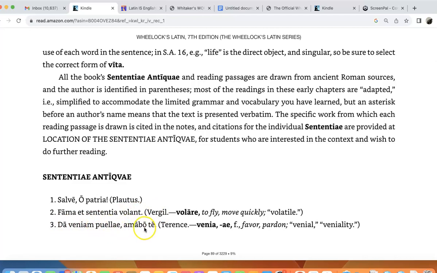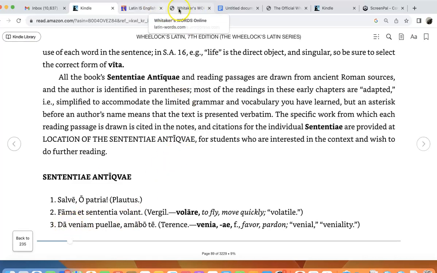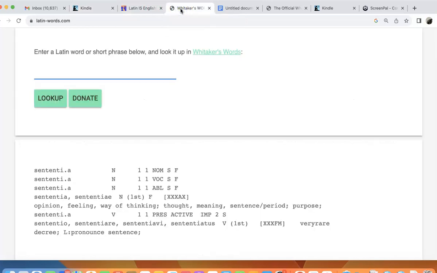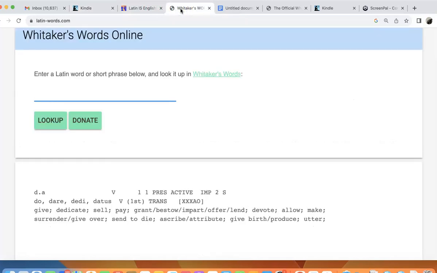Da veniam puellae amabo te. So here they help us out. So remember, amabo te means literally I will love you, but it means please. So anytime you see amabo te, just say please. We saw that in the last chapter. And then da is actually in the imperative. Now you had the imperative in the last chapter, but I can't remember if you had this verb or not. But present, active, imperative.